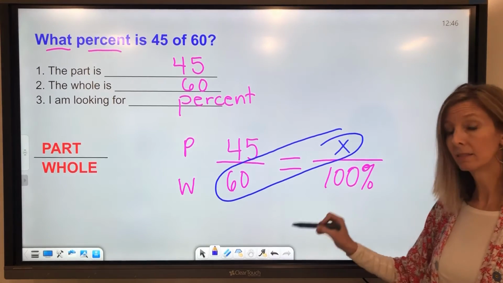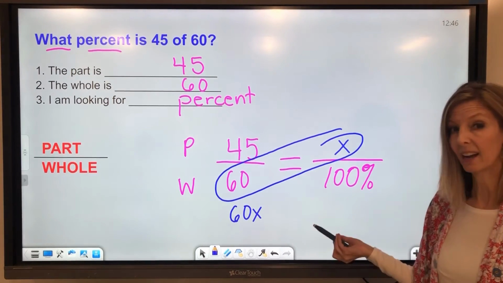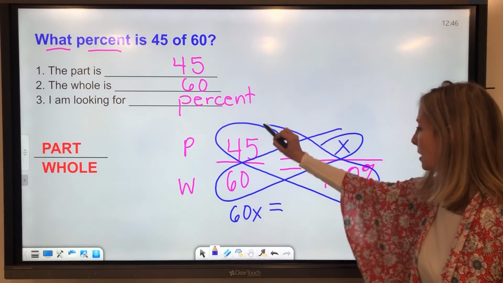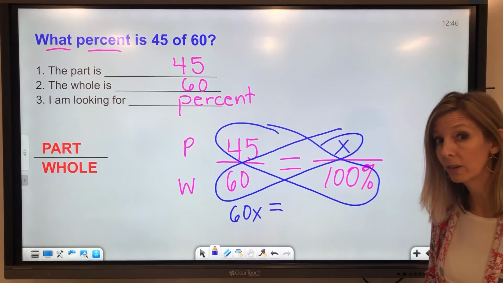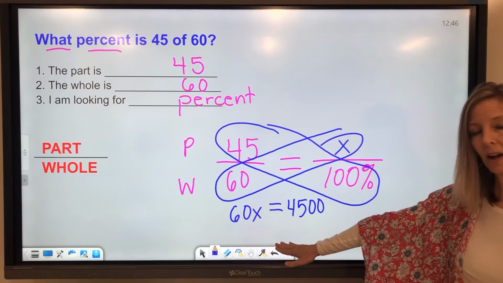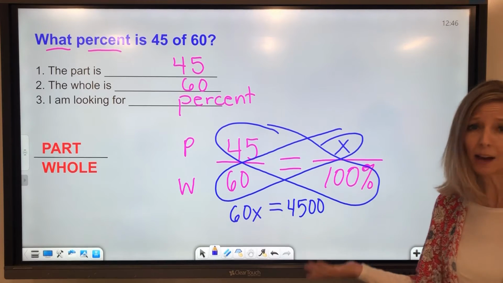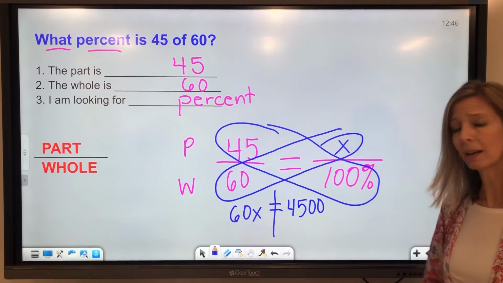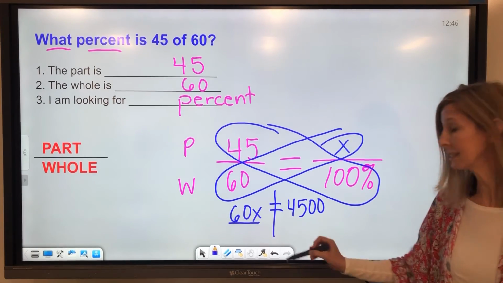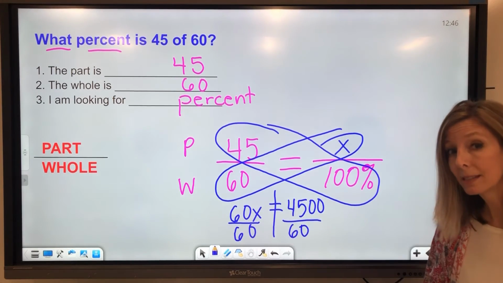Remember, like the butterfly? What is 60 times x? It's just 60x, right? That means multiplication. What is 45 times 100? 4,500. There you go. Now look at this. This is just a one-step equation, and you guys are awesome at one-step equations. How do I solve this? Well, I draw my line. How do I get x by itself? I'm going to divide. By what? By 60. I'm going to do that on both sides.